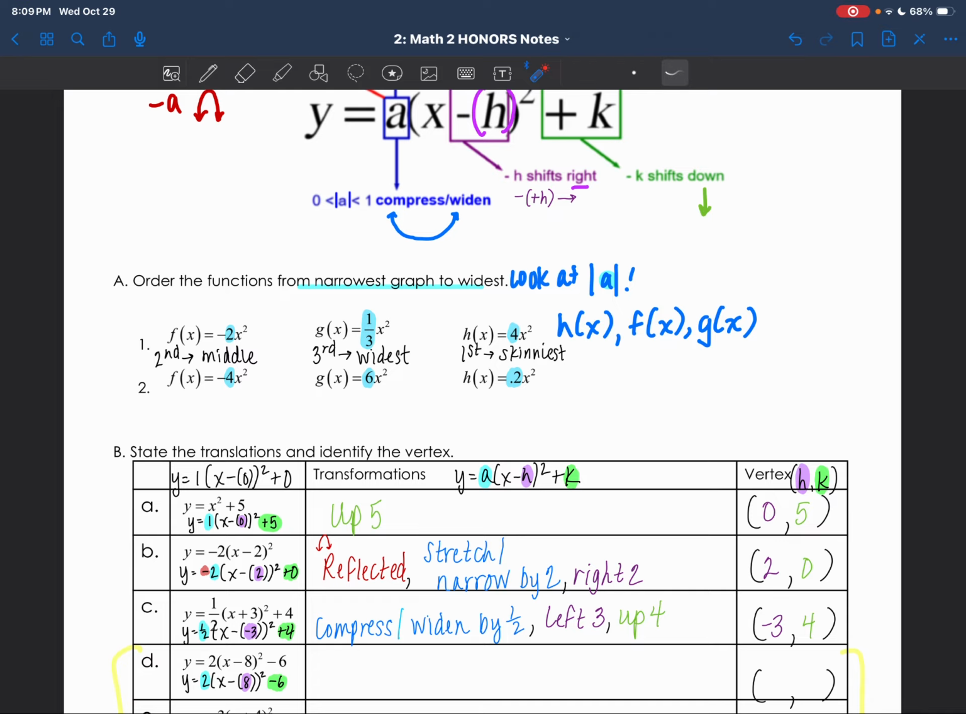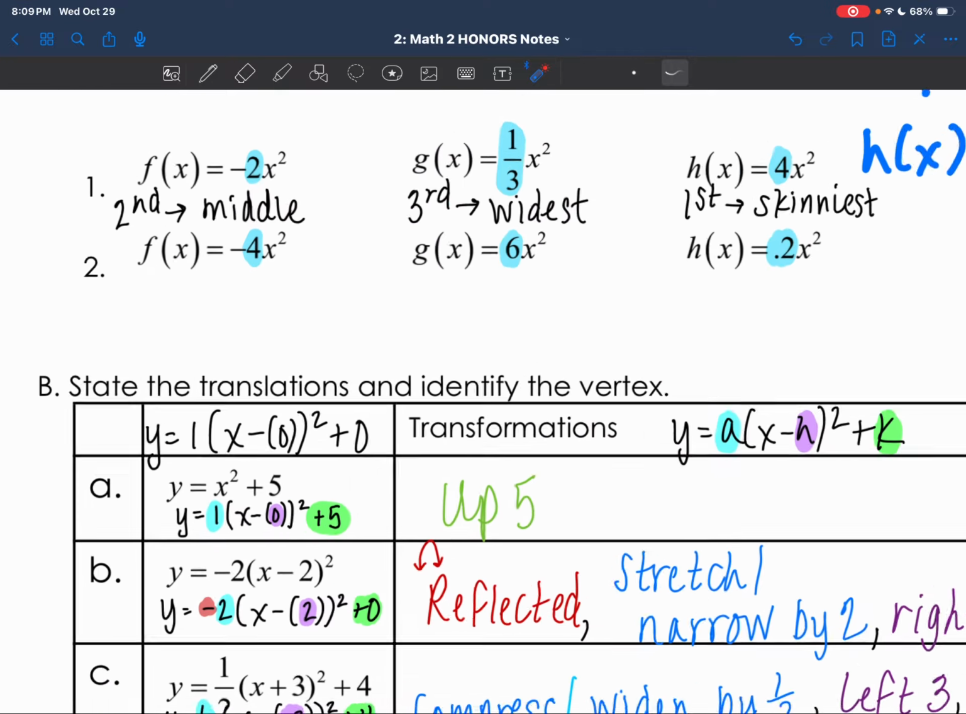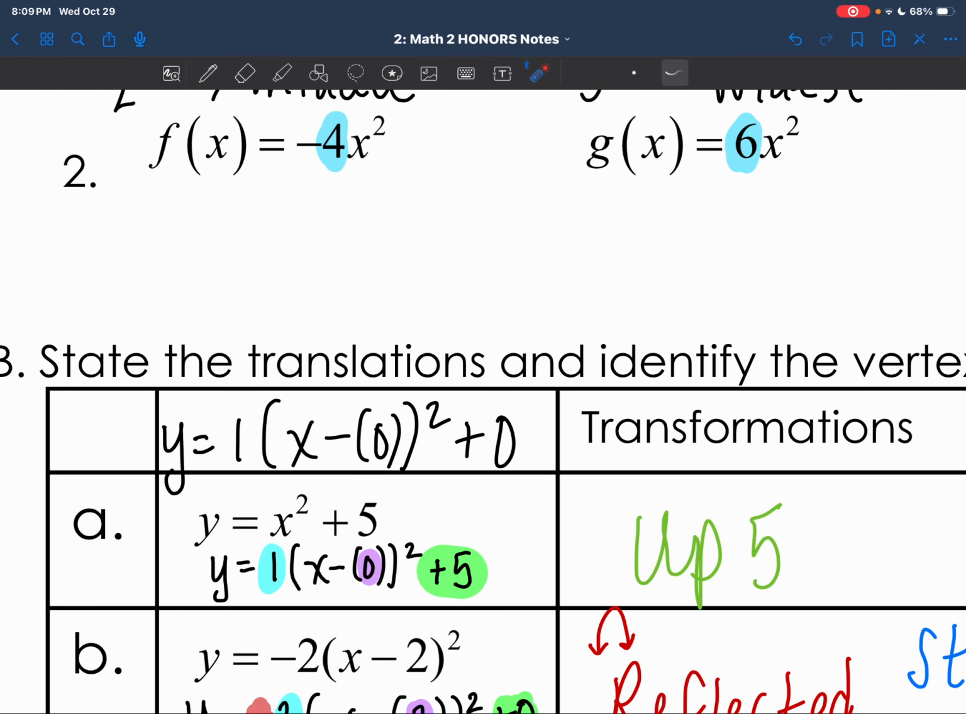All right, so now we've got to figure out what's happening to the graph. So I did a bunch of parts for you already to help you out. And so if you're looking here, the original equation, if you were to do nothing, would be y equals 1, because remember this is your a, times (x minus h) squared plus 0. So if nothing happens, meaning your original equation was y equals x squared, that's exactly what this is.